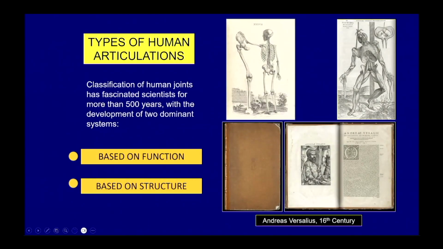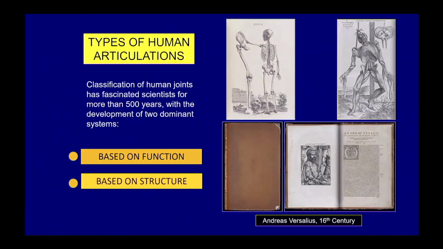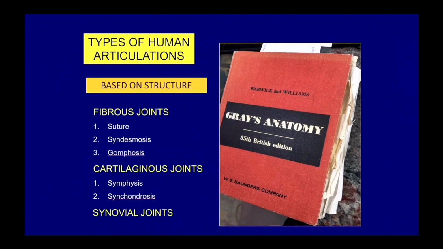When you look at the history through the many, many years that people have been interested in the articulations of the human skeleton, there have been many different patterns of classifying these joints. The two basic ones that are used most commonly are classification based on function and a classification based on structure. Now, I've looked at both of these, but I favor the one that appears in Gray's Anatomy based on structure.